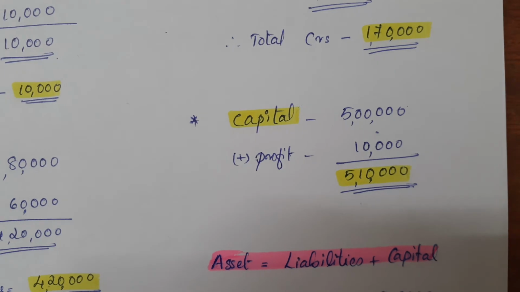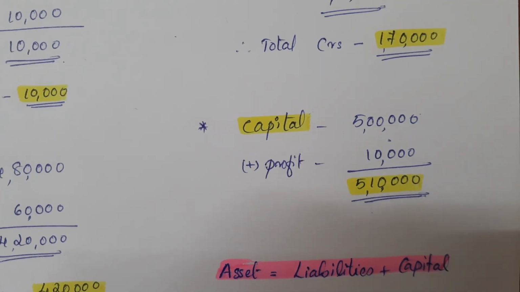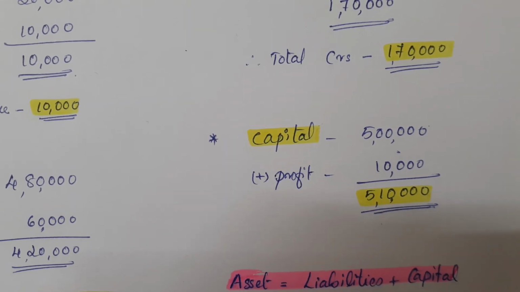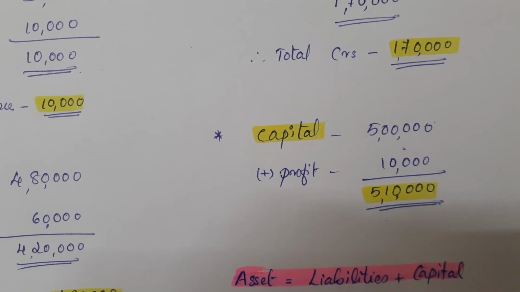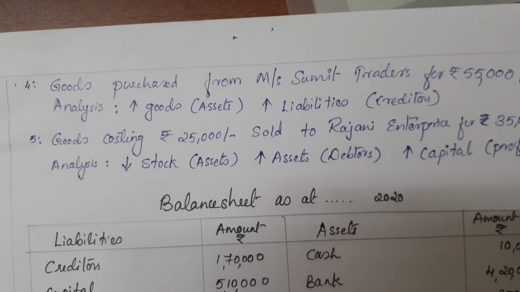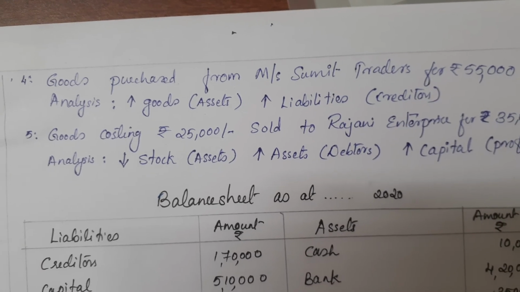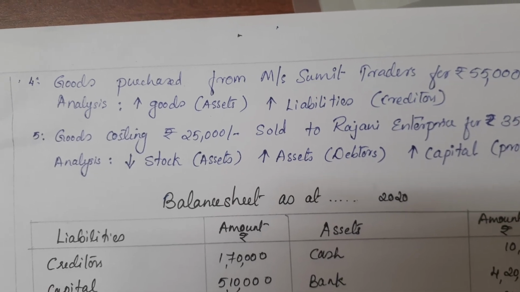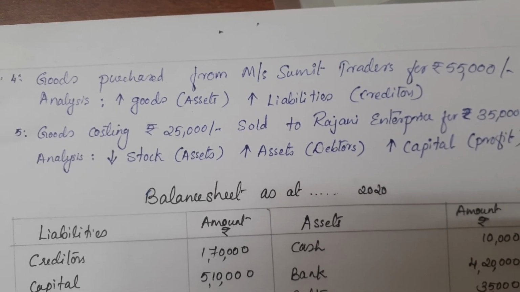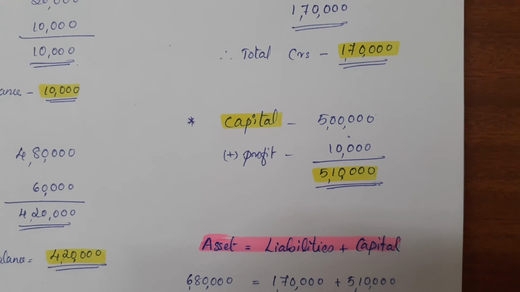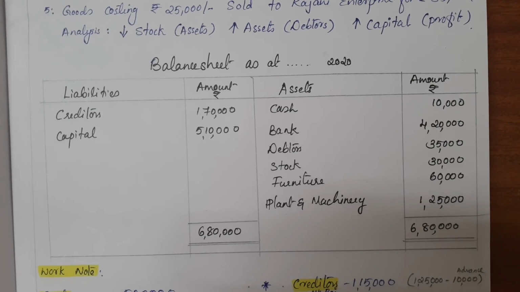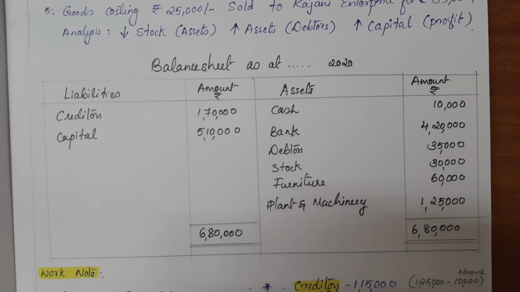Now the last item, we are moving to the profit and capital. Total capital: Rohit started the business with 5 lakh. So the 5 lakh is our capital, and we got a profit of rupees 10,000. How did we get the profit? The fifth transaction, goods costing rupees 25,000 sold to Rajni Enterprises for rupees 35,000. That difference is our profit, 10,000. That 10,000 we are adding with 5 lakhs. So the total capital will be 5 lakh 10,000. So now you will know how we got these amounts in the balance sheet.